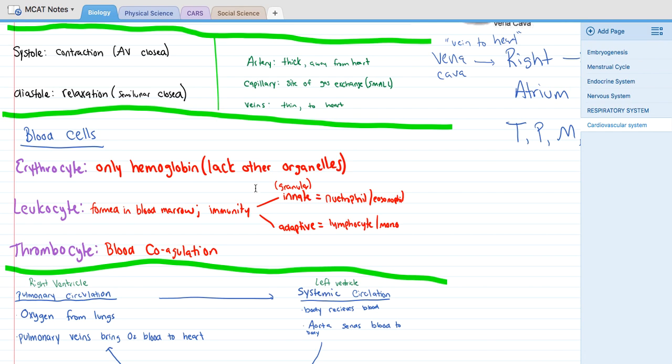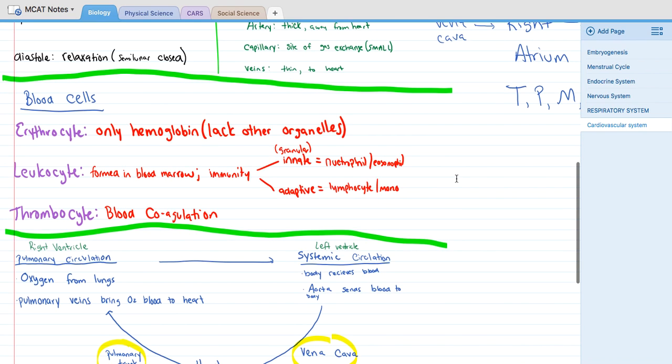So immunity, there's two types: innate and adaptive. Adaptive is the memory cells, and basically these are triggered by an antigen, whereas innate is usually just a first line of defense, cell mediated responses.